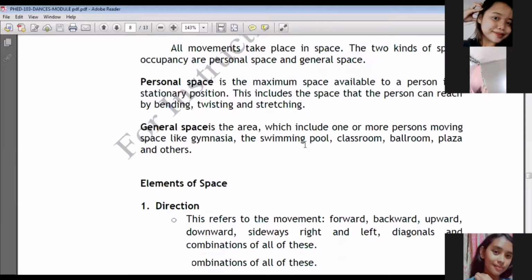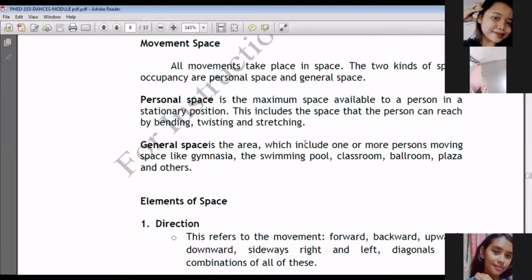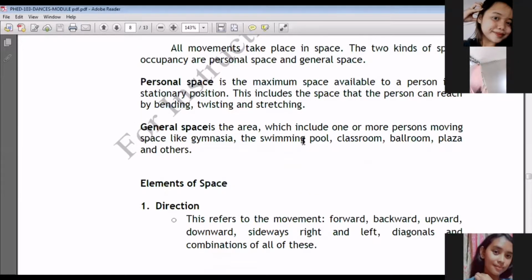Let's move on with the movement space. So there are two kinds of space, your personal space and general space. What's the difference between the two? Who'd like to share his or her own idea about the difference between personal and general space?